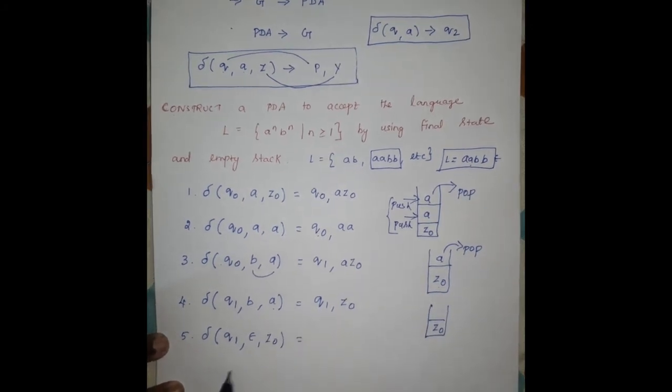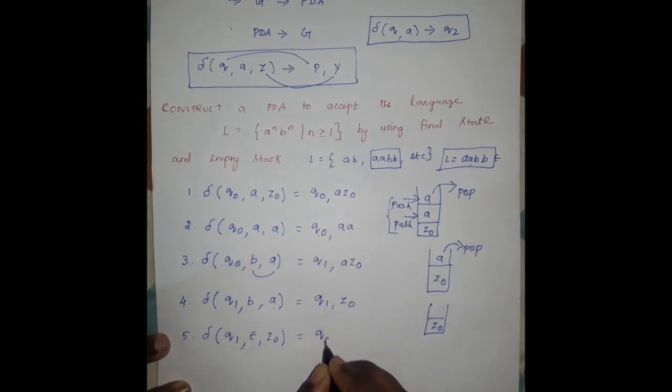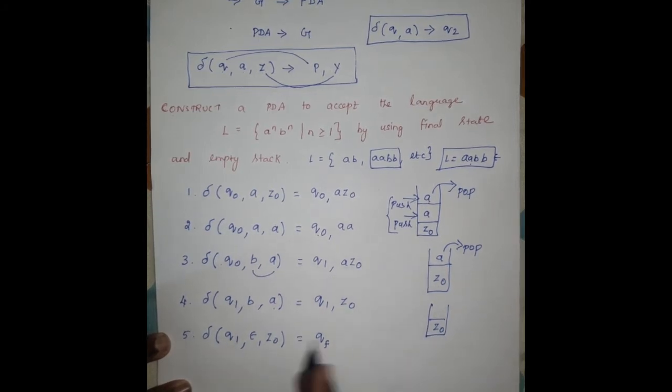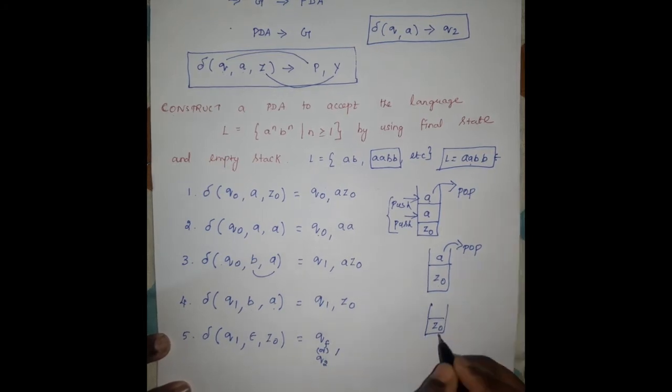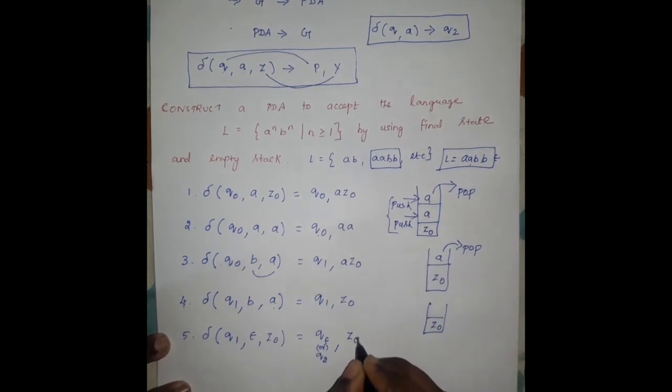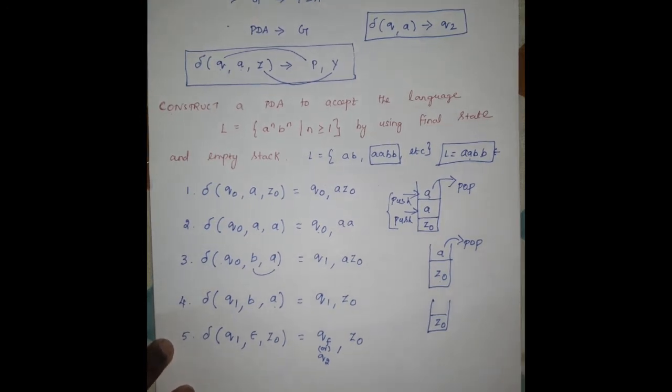So here the input symbol is epsilon, and earlier the input symbol was B. So it is changed from a particular input symbol to the empty string. So this state goes to the final state. Either we write Q final state, or we write the next state of Q1, which is Q2. You can write either QF or Q2. It is a final state. And now the top of the stack element is Z0, because there is no input string in the stack, and we do not perform any operation, either push or pop.